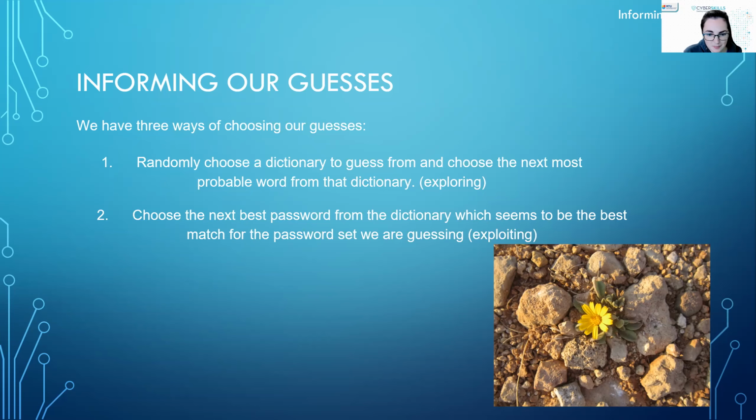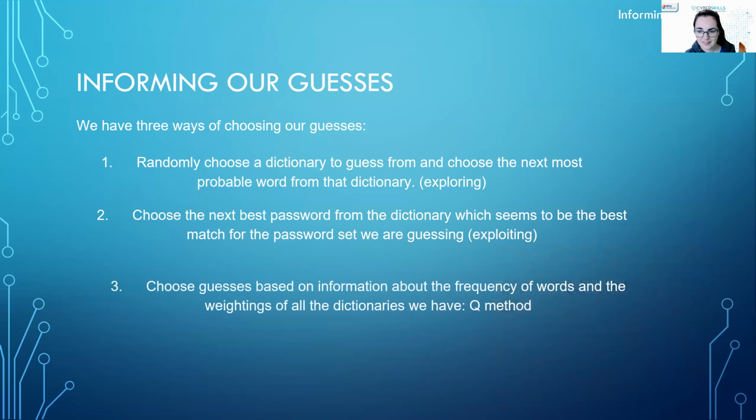And then the last method, and this is a method that we're particularly interested in, is we could choose our guesses based on information about the frequency of the words in the dictionary and the weightings of all the dictionaries we have. And we've called this method Q method. And I'm going to explain this method in a bit more detail.